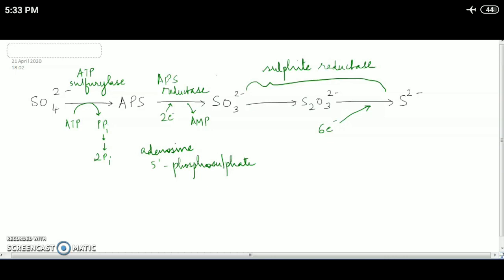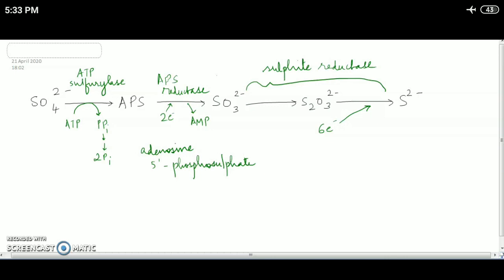This sulfide is shown as S2 minus. Usually it is hydrogen sulfide or H2S. In some cases it can be a metal sulfide as well. So we have conversion or reduction of sulfate to sulfide. So if you see over here, the organism is releasing the sulfide. It is not utilizing it. It is not assimilating it. It is not incorporating it into its own structure.